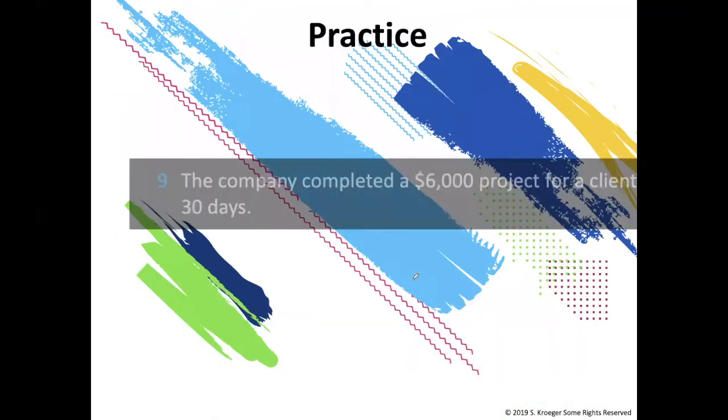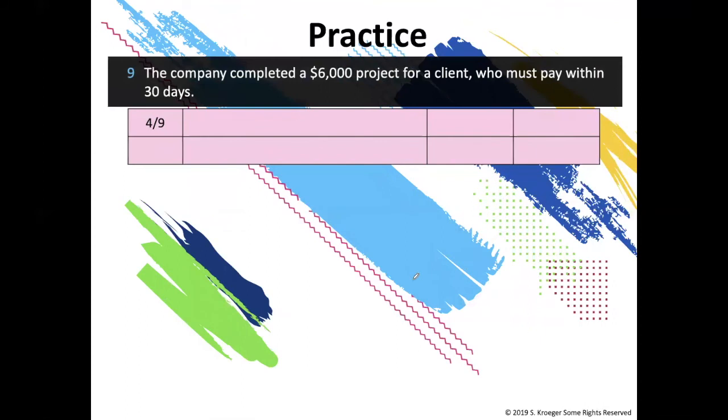For these next ones, I'm not going to be using the T accounts. I'm just going to go straight to the journal entry, but feel free to use T accounts if you want to. Now, the company completed a $6,000 project for a client who must pay within 30 days. Well, we did something for a client. We did work for them. So that would be a sale. Except in this case, we're not receiving the cash. They're going to pay us later.